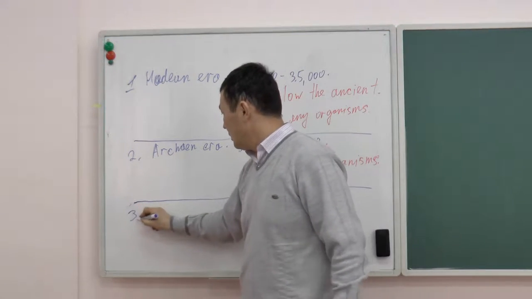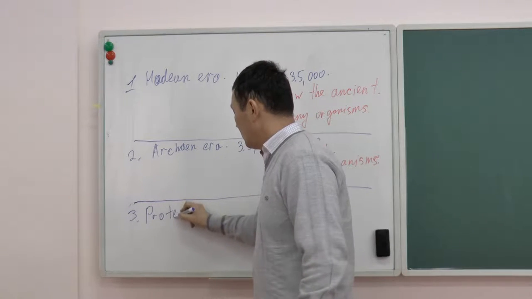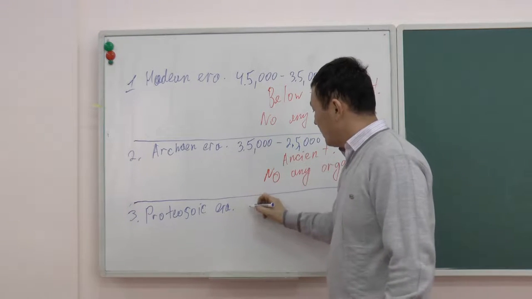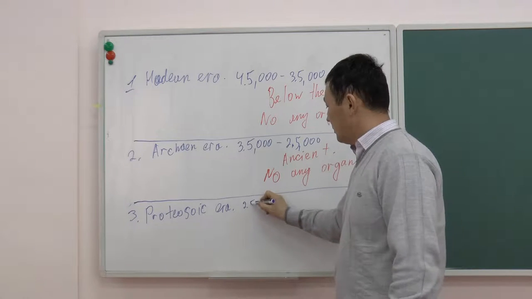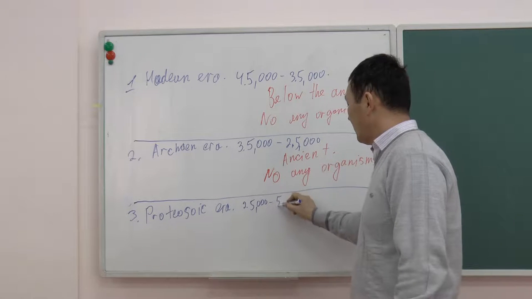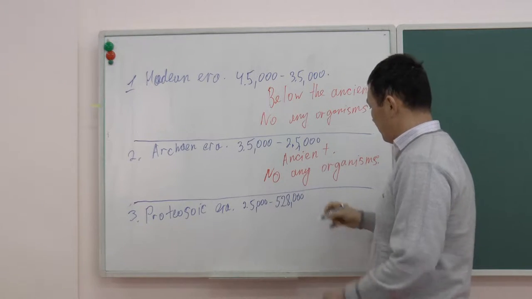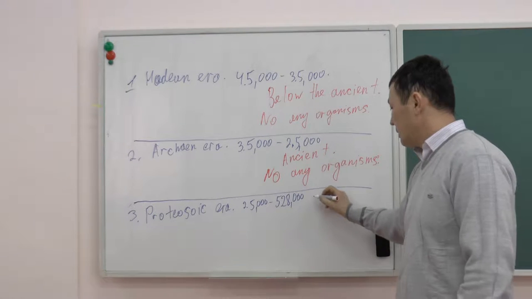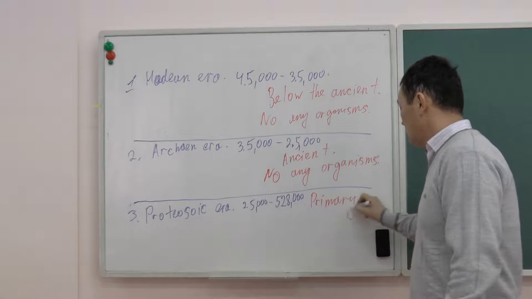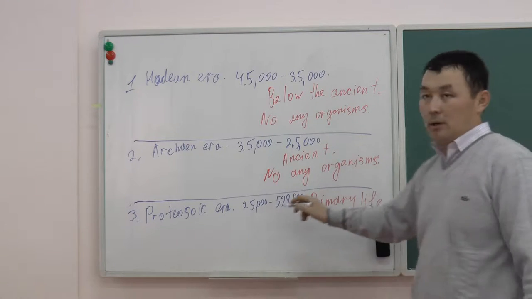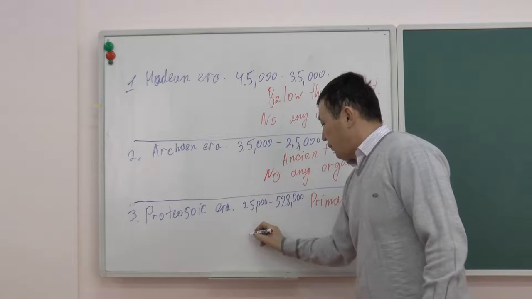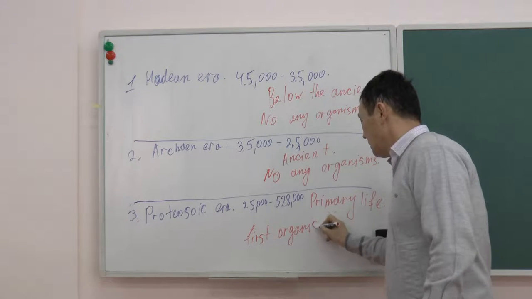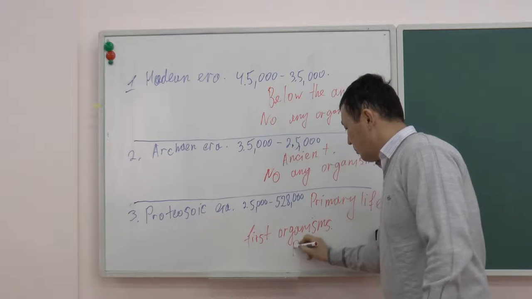So the next era was the Proterozoic era. As you know, it lasted from 2.5 billion to 528 million years before. So, in other words, we can call this era the primary life. In that period, we can notice the first organisms, like prokaryotic.